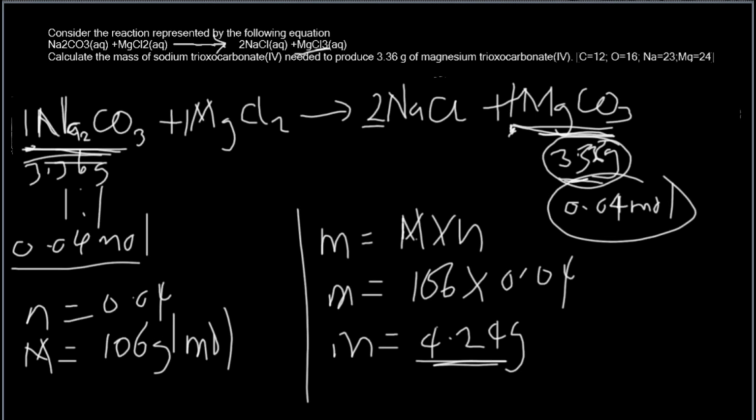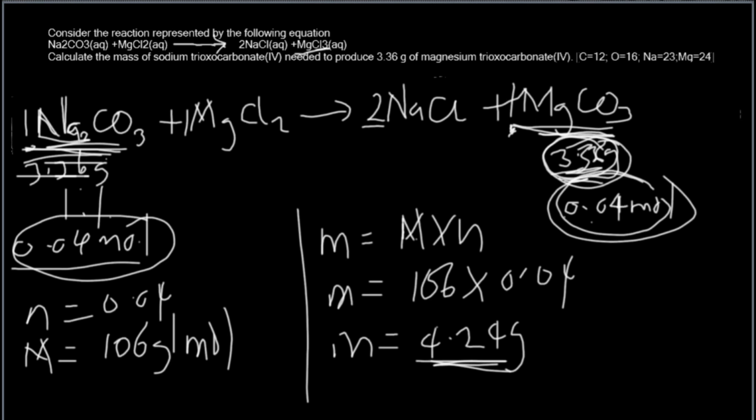So this is the mass for Na2CO3. The reason why the mass of this is not equal to the mass of this is because of the molar mass. So you have to turn this mass into moles, and you use the mole ratio I talked about to compare. So 1:1, it means the moles here will be the same moles here. Then you turn these moles into mass. So this is it. Okay, thank you.